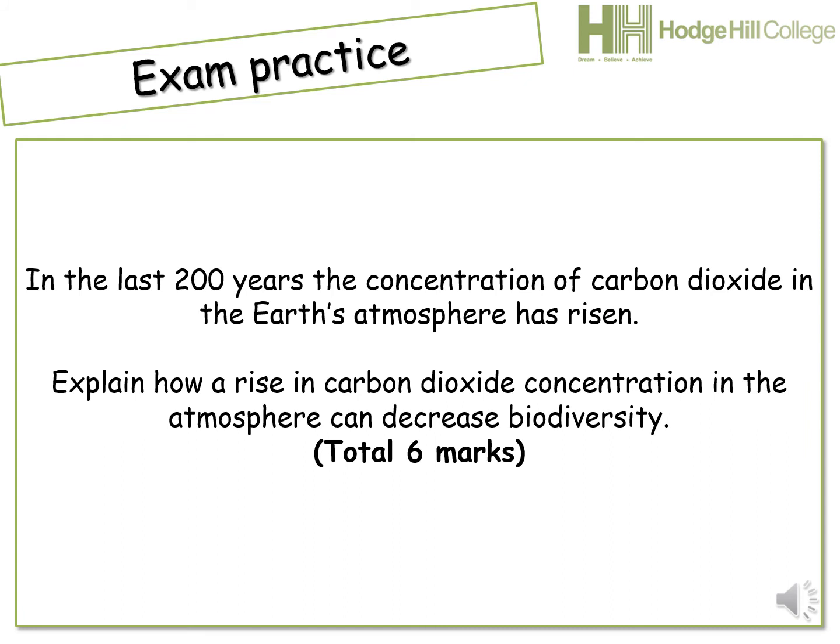An exam question. In the last 200 years, the concentration of carbon dioxide in the Earth's atmosphere has risen. Explain how rising carbon dioxide concentration in the atmosphere can decrease biodiversity. So this is worth 6 marks. We've looked at a range of factors of how humans are causing more carbon dioxide and methane. This question is talking specifically about carbon dioxide. It's worth 6 marks, so you would need a possible 6 reasons. Your answers could range from the following.